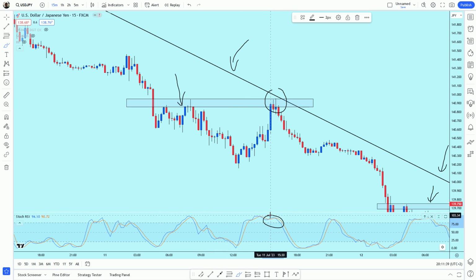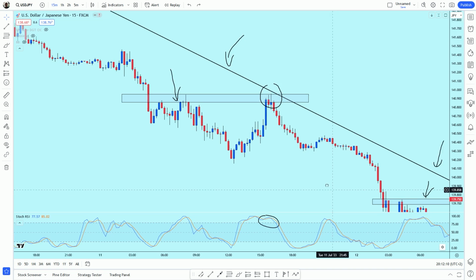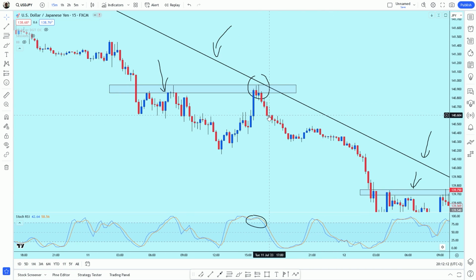Plus this time we have a confirmation with our indicator. We can see these high showings of this stochastic RSI indicator, and this was a very good opportunity to sell, but for some reason I missed it. I cannot really remember why I missed this trade.